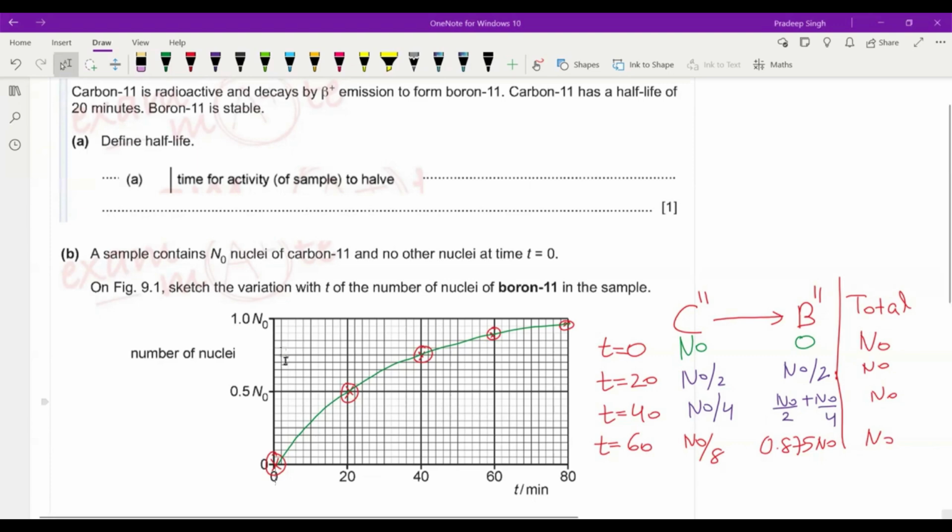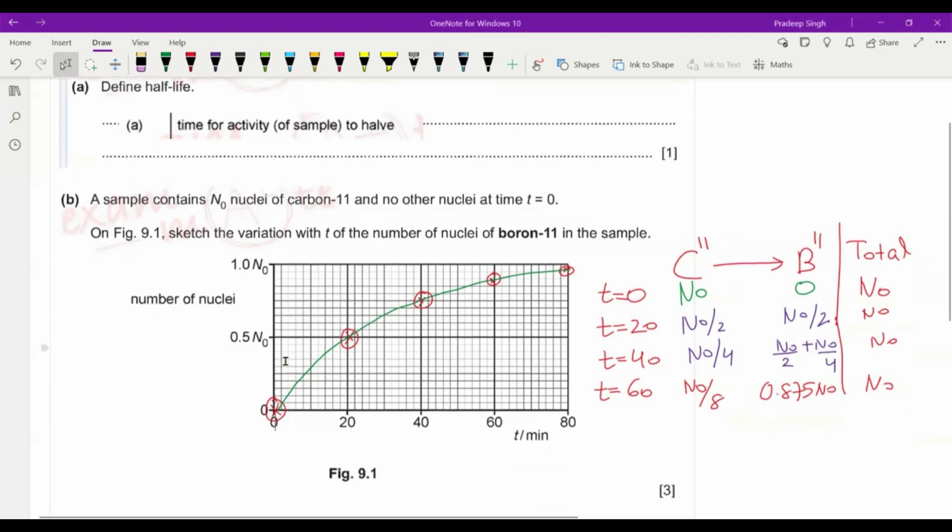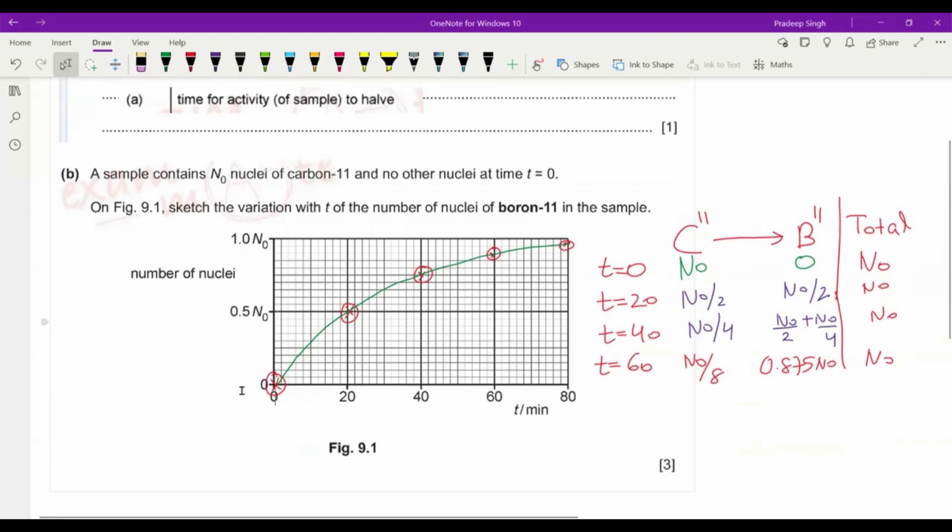So now tell me, did you understand B part? When you were solving it, I was out of the meeting. Right now, just have a look and then ask me. I'll give you a rough overview. So this is your reaction. Rakin, carbon is converting into boron, right?